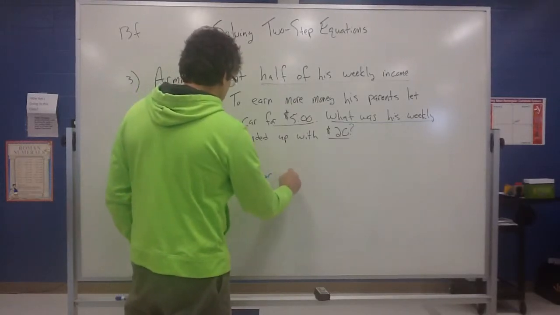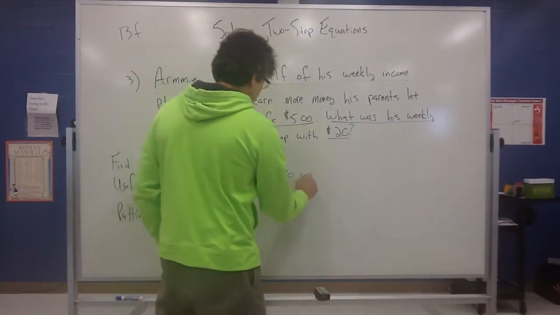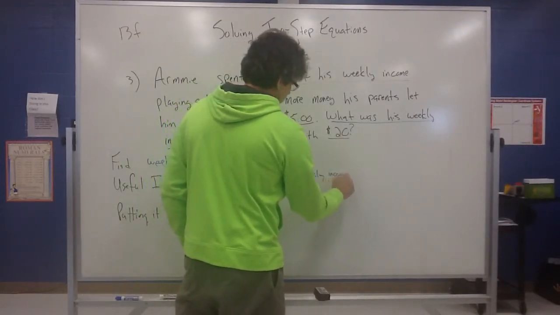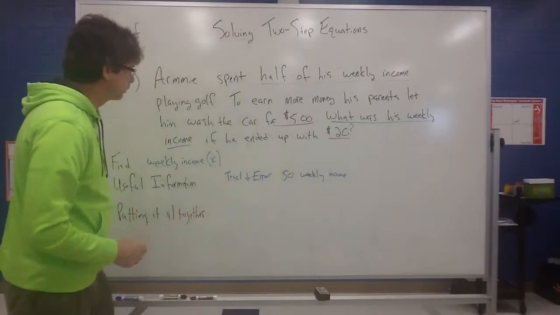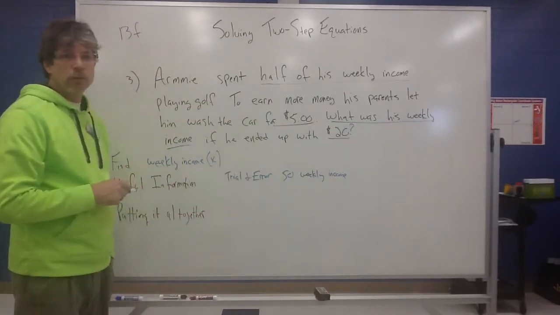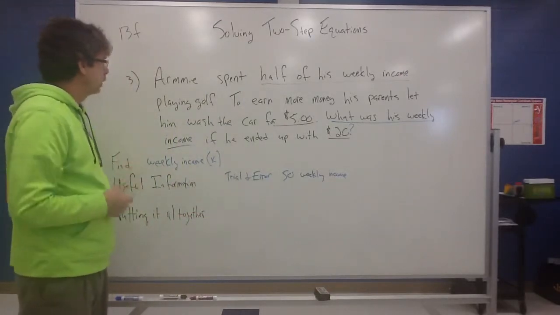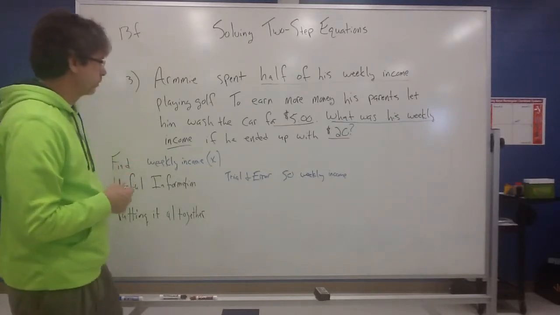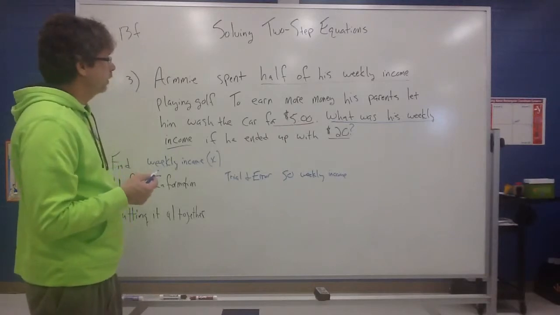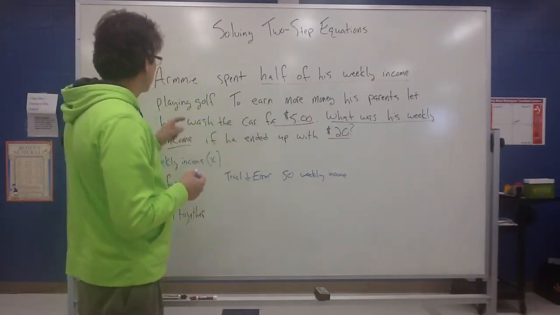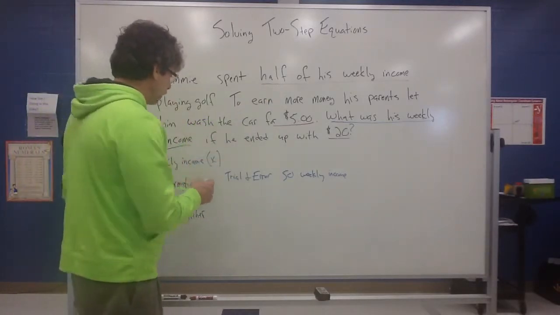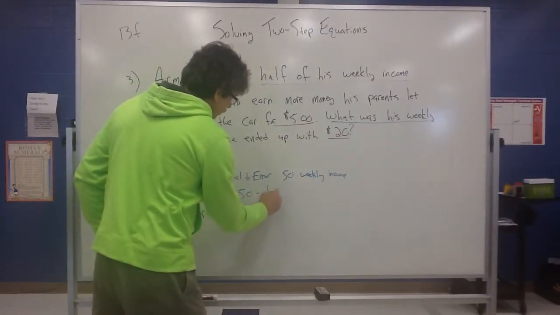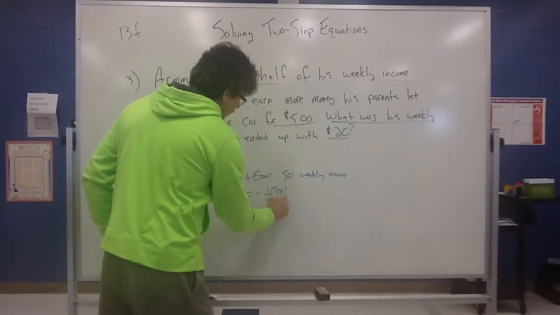I'm just going to say he has a $50 weekly income. That seems reasonable for a weekly income. Like I said, it's talking about parents, so we'll probably talk more of a teenager. So let's see if this actually fits. Half of his weekly income went to golf. So he spent half of his income. So he's got this $50 and he's going to lose half of his income playing golf.